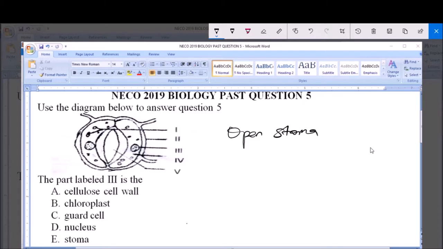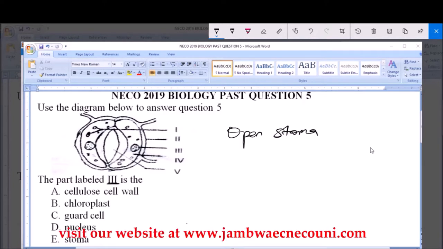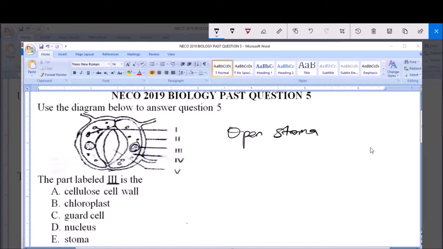Yes, it's correct, an open stoma, because this is a stomata pore, and look at it, it's open. Now the question says we should use this diagram to answer this question, and the question says the part labeled 3 is the... this is the part labeled 3, let's trace it. A says cell wall, B says chloroplast, C says guard cell, D says nucleus, and E says stoma.